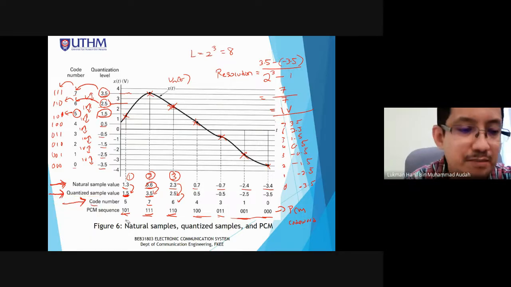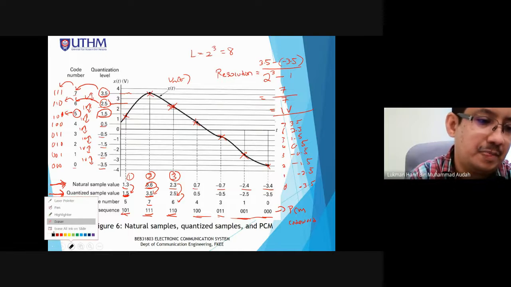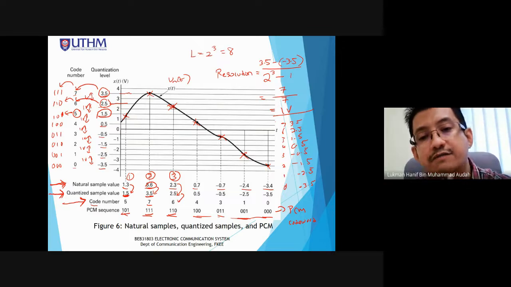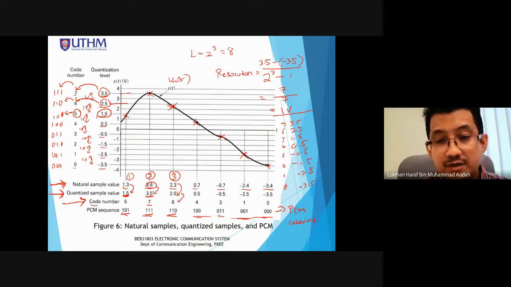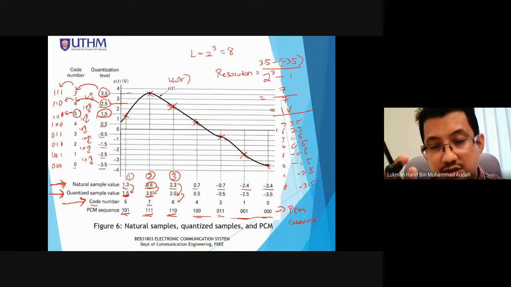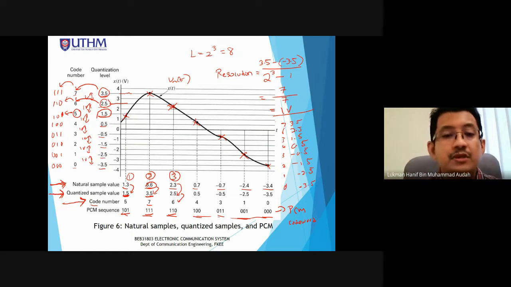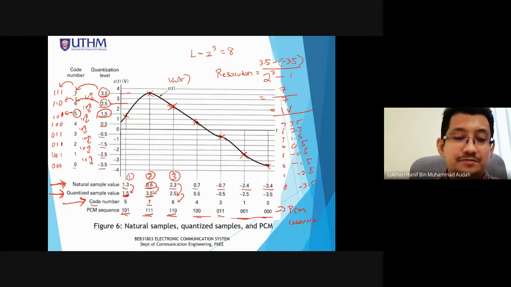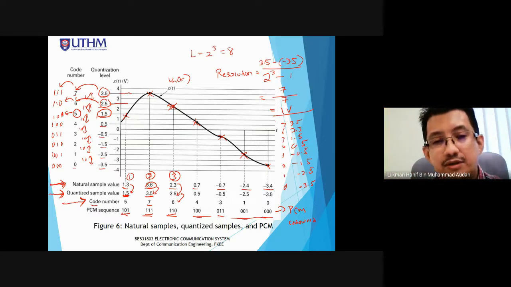Soalan seperti ini pernah ditanya, yang mana pelajar perlu menentukan berapakah level in term of voltage. How much is the quantization level in term of voltage. So you need to make a small table. Contoh dalam sini ada 8 level. So you need to identify what is the voltage for each level. Okay, tidak sukar, soalannya mudah.